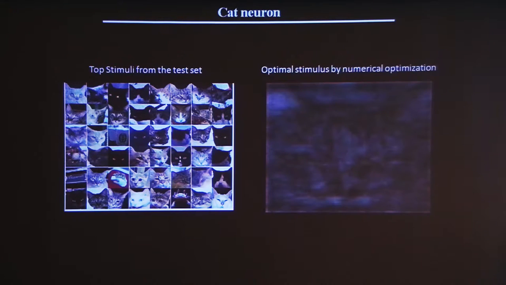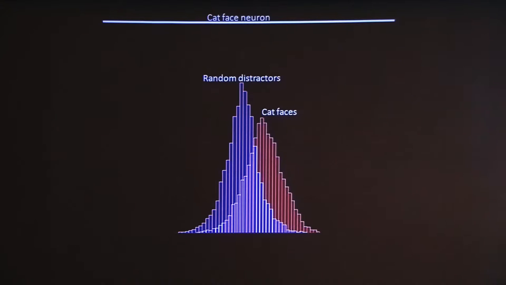I think you've heard about this already, but after faces, what's the second most common object in YouTube? Shown on the left is the top stimuli from the test set. This is a numerical optimization. The cat face is kind of hard to see here, but it's basically learned a cat detector from unlabeled data. Again, it was never told what a cat is. There was no labeled data. And that's the histogram of responses of this neuron to a random distractor versus cat faces.